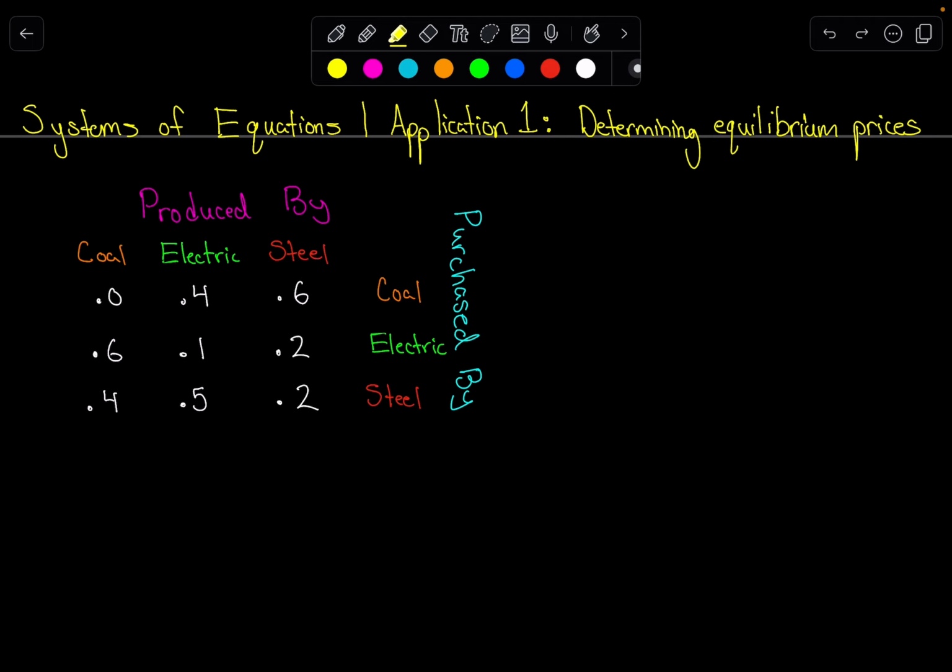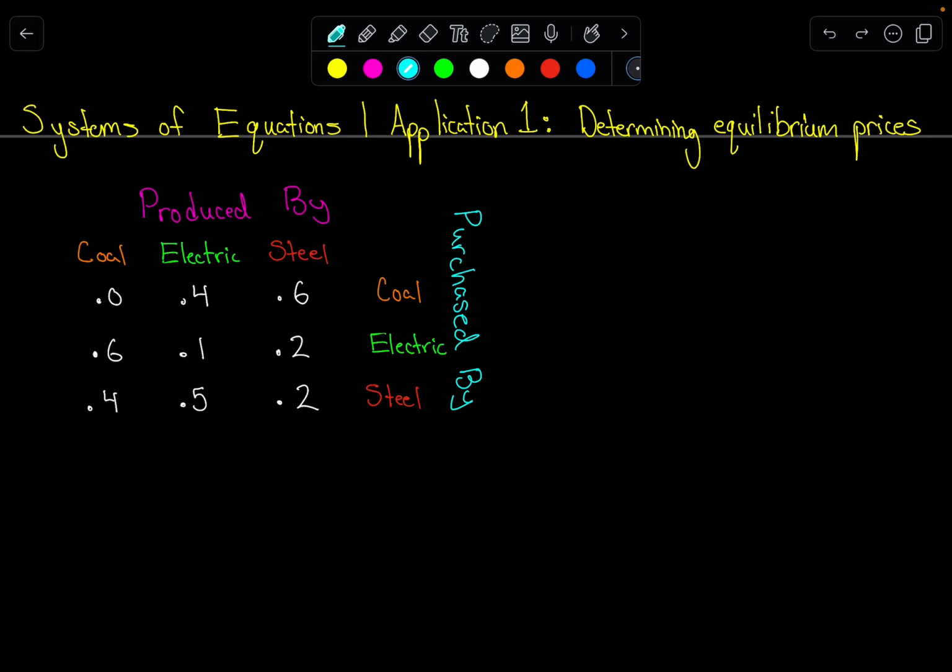So the goal of this application is to figure out a set of equilibrium prices that make sure that no one company is price gouging or making a profit or something like that. We just want the perfect pricing scheme, based on all of these distributions of goods, that is equal and fair to everybody. So what do I mean by that?